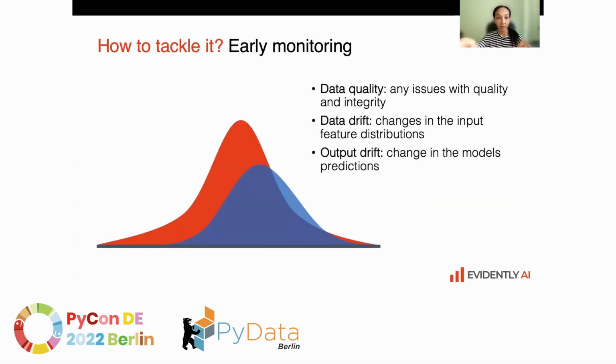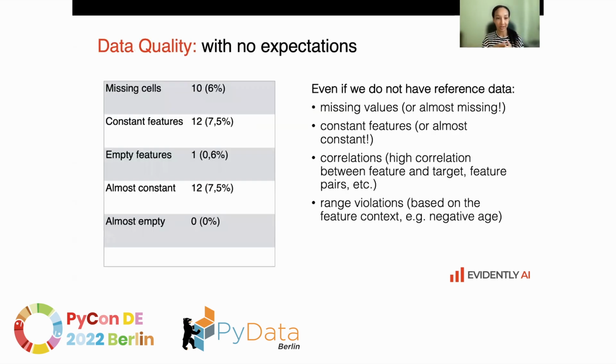So what can we do? The answer is, let's take the data we have at hand now and try to calculate something. Let's call it early monitoring. There are basically several things which you can calculate when you have only input data and probably the model's output. This is data quality, data drift, and output drift. Let's discuss them in more detail.